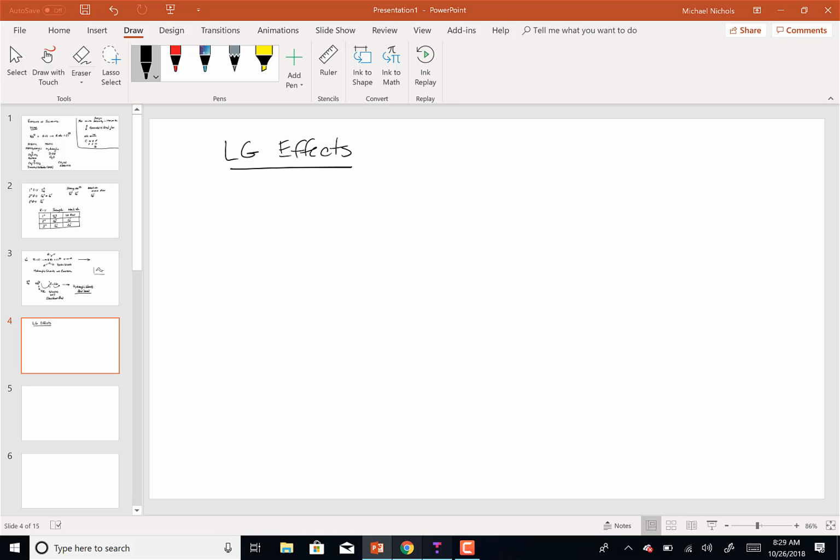So how does the leaving group affect the rate of an SN1 or an SN2 reaction? It's as simple as this. The better the leaving group, the faster the SN1 or SN2 reaction.